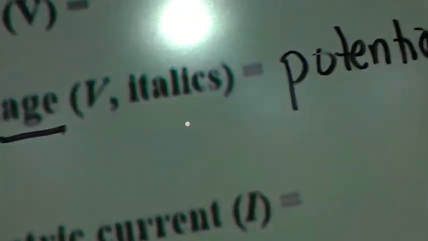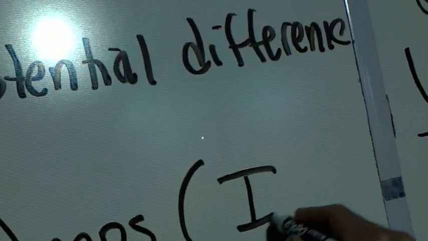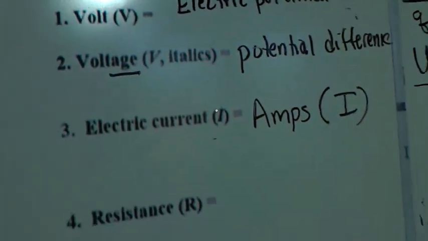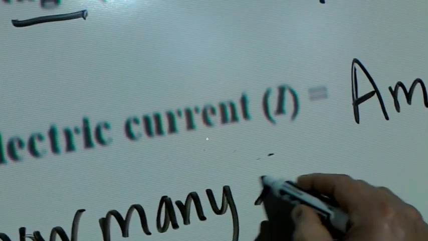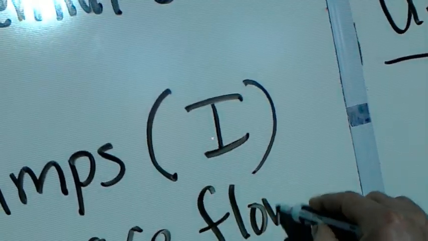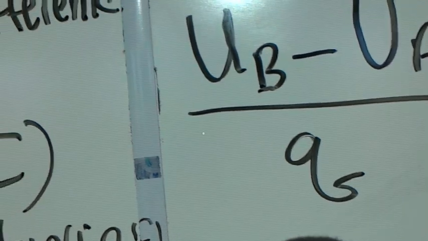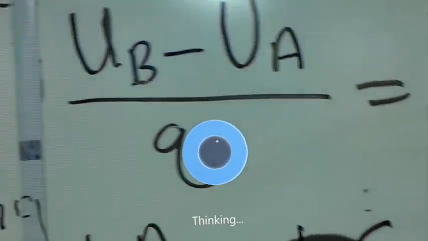Okay, as we said, electric current we measure in amps. And for amps, we use the letter I. And this is physically how many electrons are flowing. And therefore, it's got to be charge per time. So 1 amp is going to be a charge of 1 coulomb over 1 second.